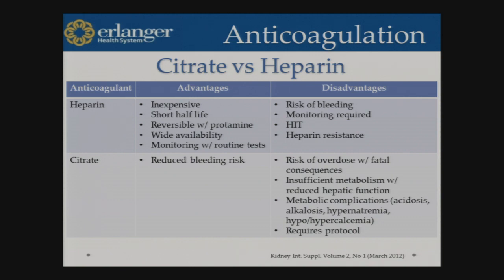Citrate has reduced bleeding risk, but does, again, have some consequences if it's not managed correctly. All of those things we had already talked about, and it does require a very strict protocol and people that have been trained to do that.